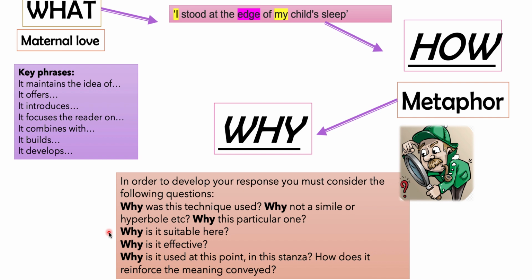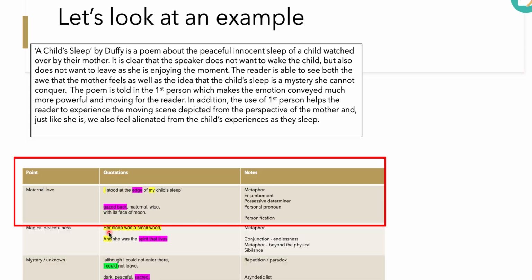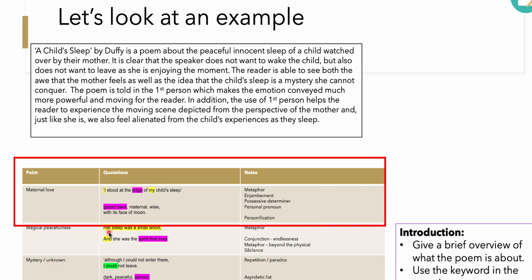So why was it used in stanza 1? Why was it used in this particular line? Why is it effective? Link back to what the poem is about. Why is it used at this point in the stanza, and how does it reinforce the meaning that is conveyed? So if you can just go through those different questions, then you're layering your analysis and you're building your analysis. So it's quite sophisticated.